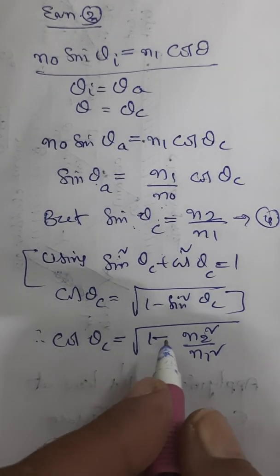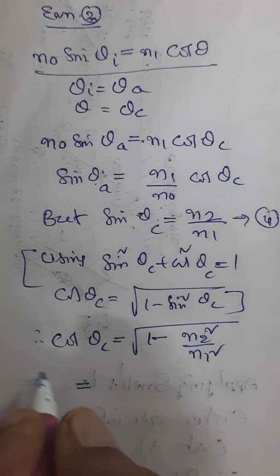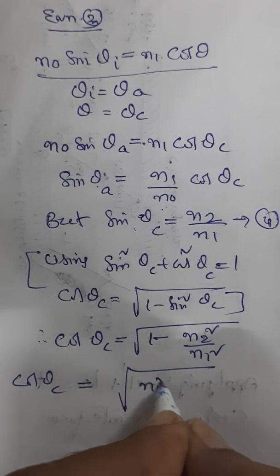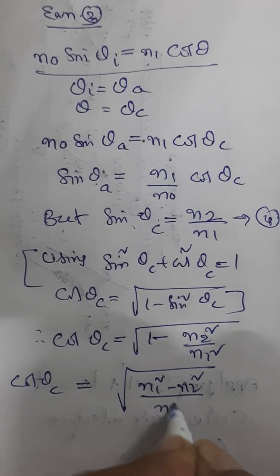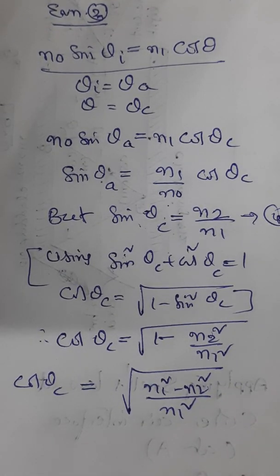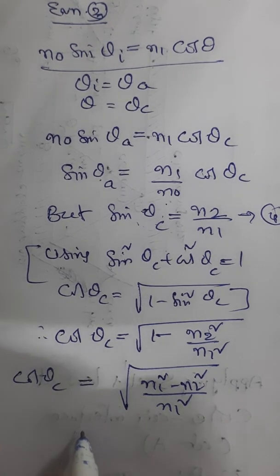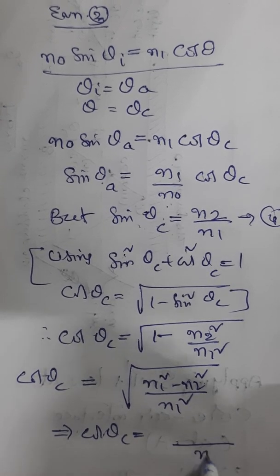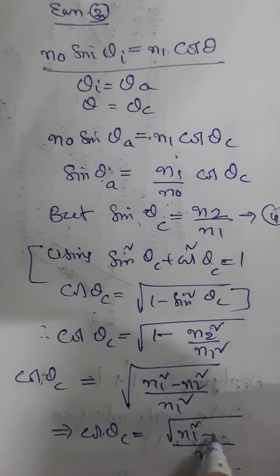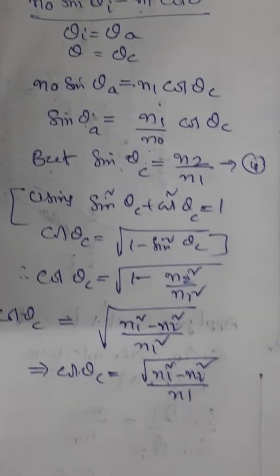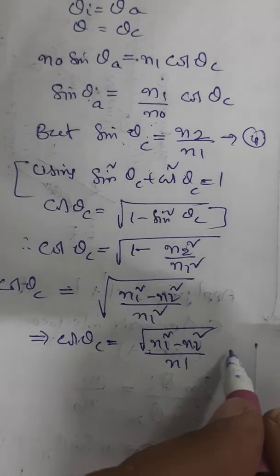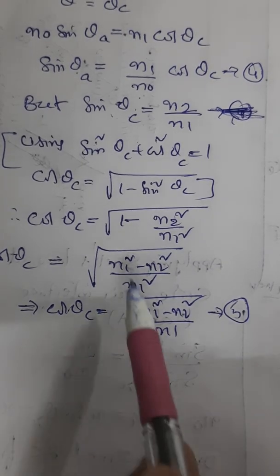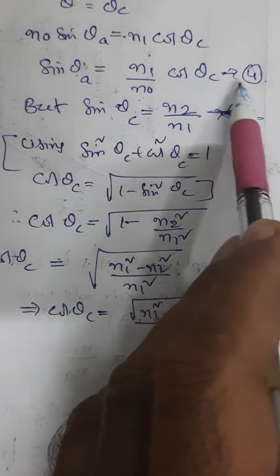Now take LCM on this. Cos theta C is equal to square root of n1 square minus n2 square by n1 square. So you can write cos theta C is equal to, bring n1 outside, rest will be square root of n1 square minus n2 square by n1. So call it as equation 5. Put this value of cos theta C in equation 4.